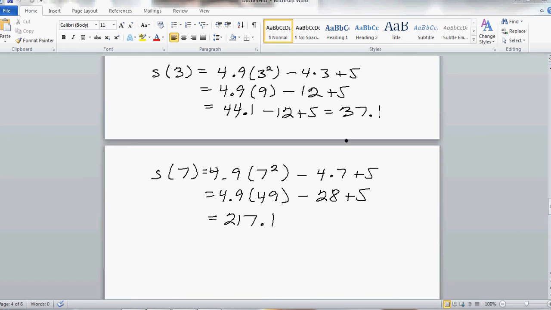This is where we start, this is where we end. So the total displacement would be the difference. 217.1 minus 37.1, which is 180. 180 what? Well, we aren't given any measurements, so it's just 180 units is how far we travel during that time.